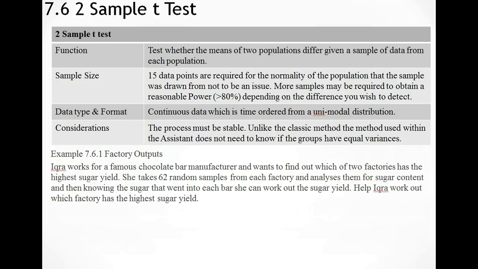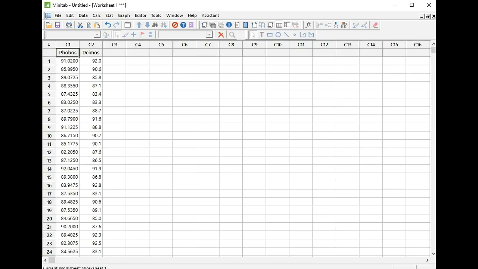As I said, the example that we're going to be looking at is 7.6.1, and I'll just read the example scenario out. Ikra works for a famous chocolate bar manufacturer and wants to find out which of two factories has the highest sugar yield. She takes 62 random samples from each factory and analyzes them for sugar content, and then knowing the sugar that went into each bar she can work out the sugar yield. So help Ikra work out which factory has the highest sugar yield. I've already downloaded the data and put it into Minitab. The two factories are called Phobos and Deimos, and we have 62 data points from each factory.